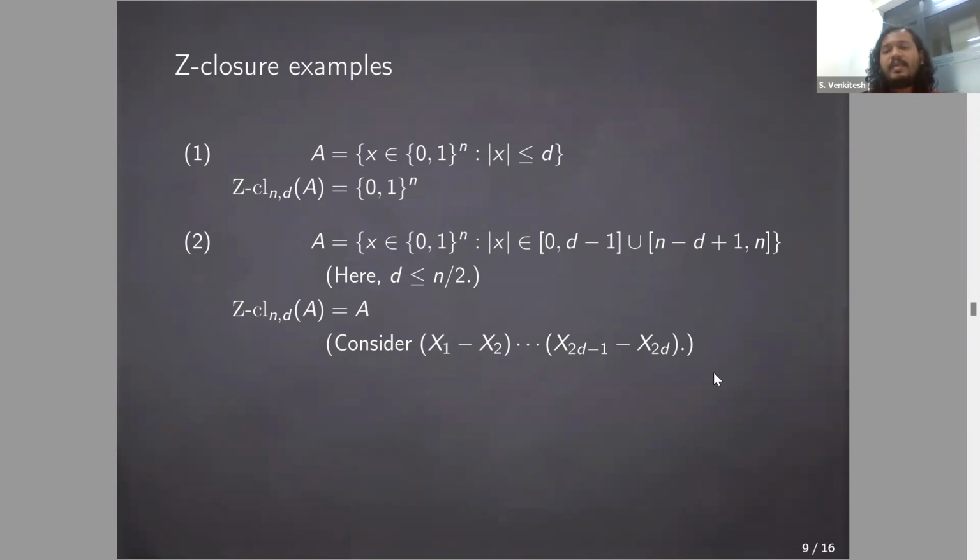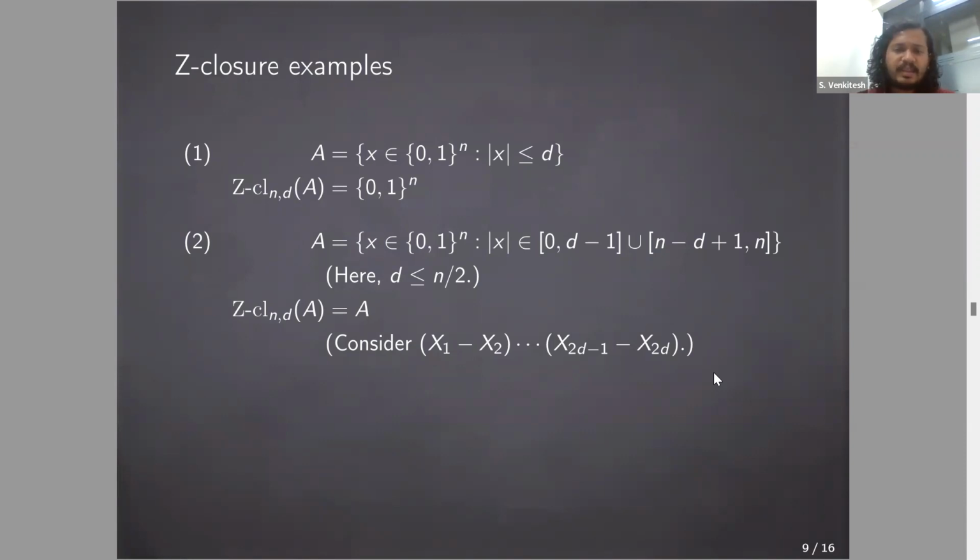If you have a polynomial of degree at most D that vanishes at every point with Hamming weight at most D, so from 0 to D, the Hamming weight has D plus 1 choices, then the polynomial must vanish everywhere. It is the zero polynomial. Okay, so that's the first example.